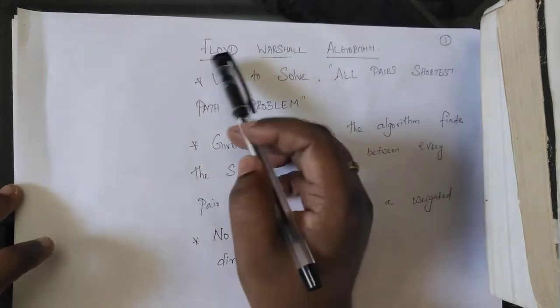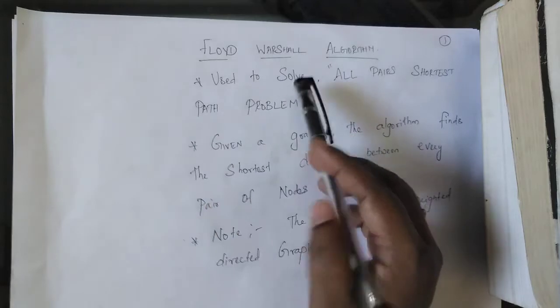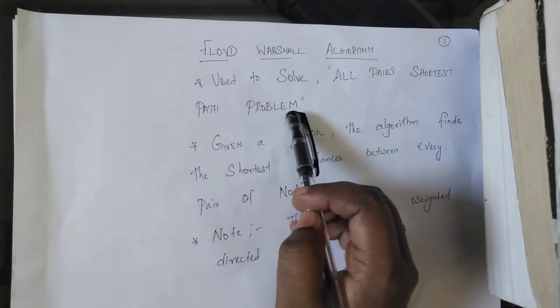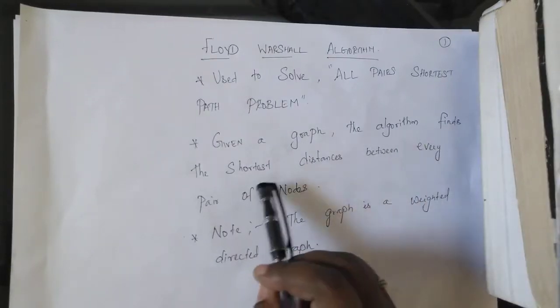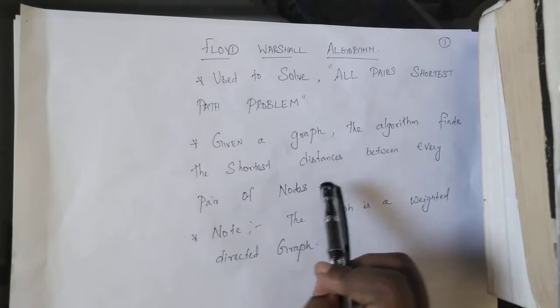Hello all, today we are going to see about an algorithm called the Floyd-Warshall algorithm. This algorithm is used to solve the all pair shortest path problem for a given graph. So given a graph, the algorithm finds the shortest distances between every pair of nodes present in the graph.